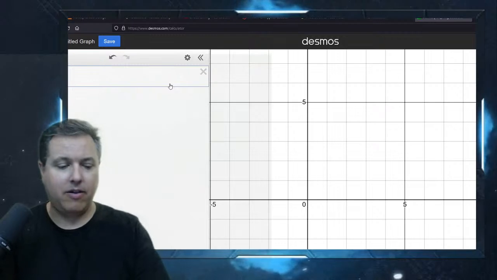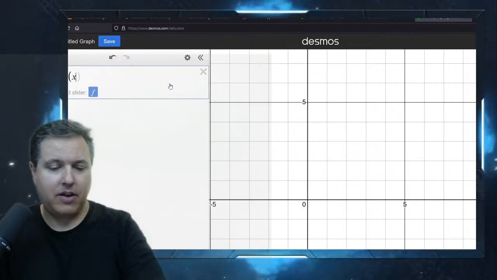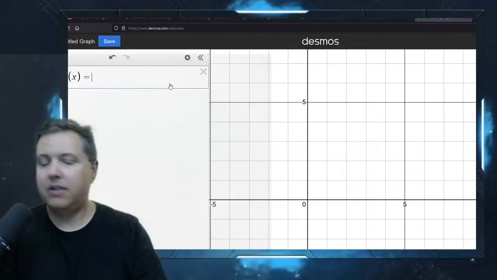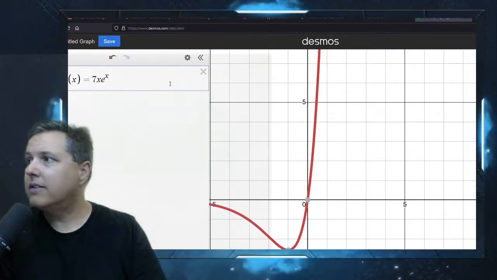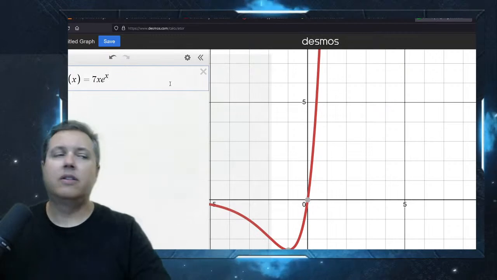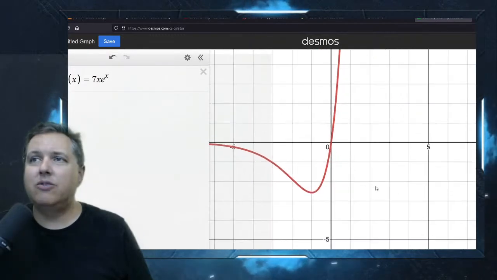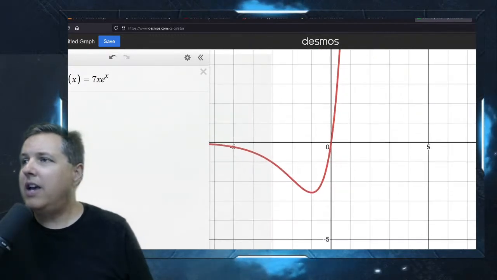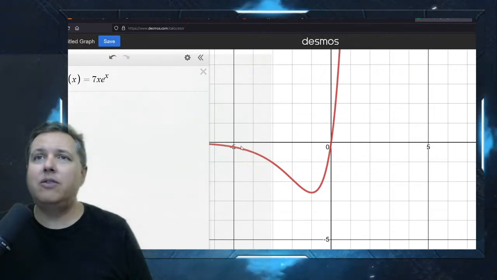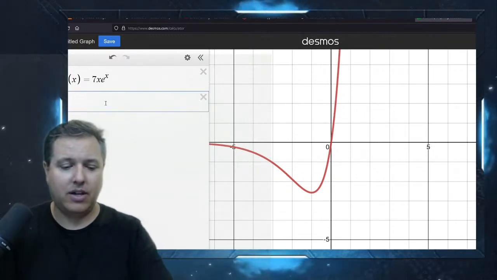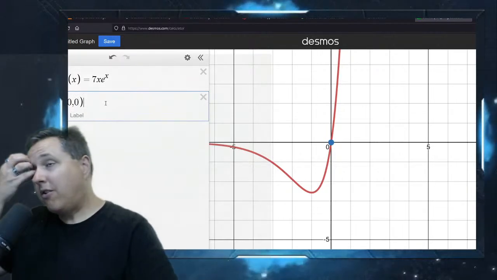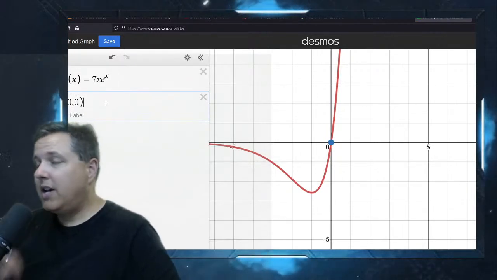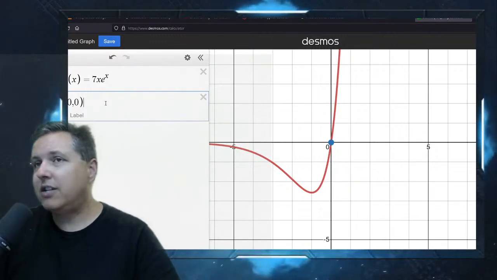So what do we have? f of x equals 7x e to the x. We can see this is what that function looks like. And we're concerned at the point 0, 0. So let's get that point on there. So we've got our function, we've got our point, and we want to find the line tangent right there.